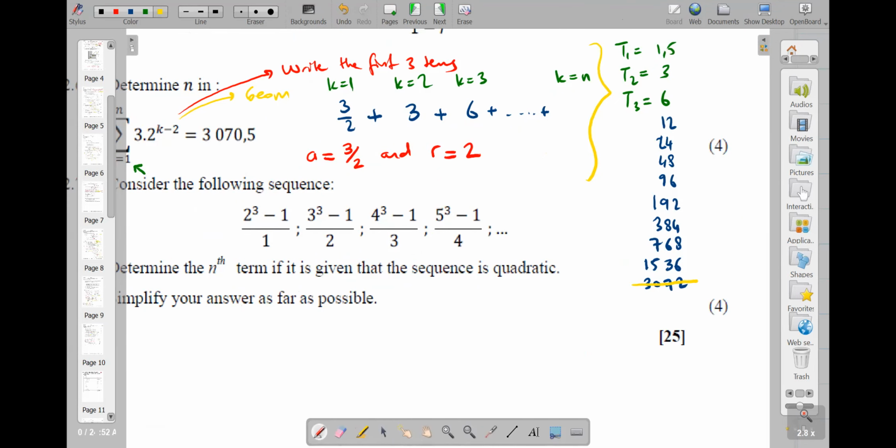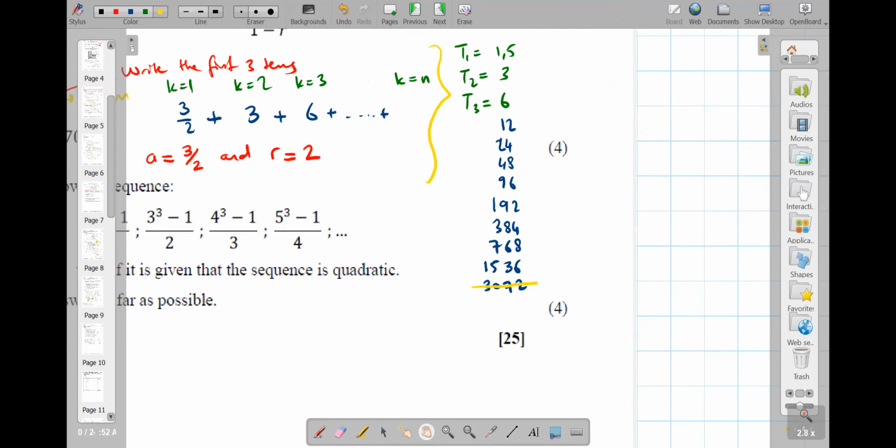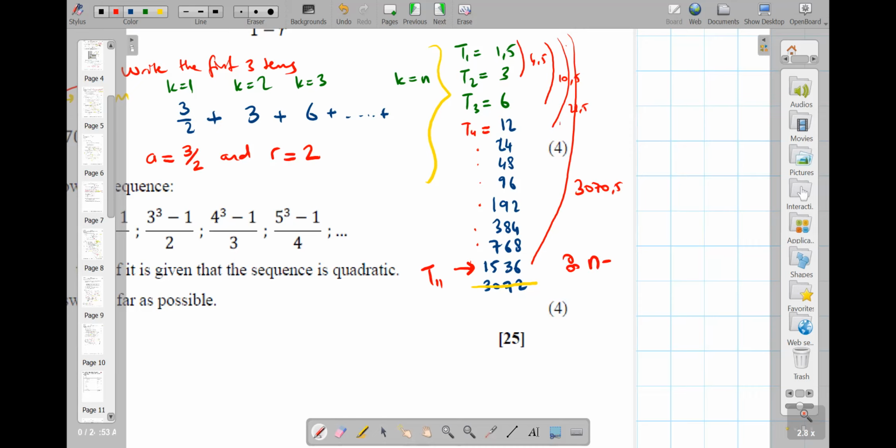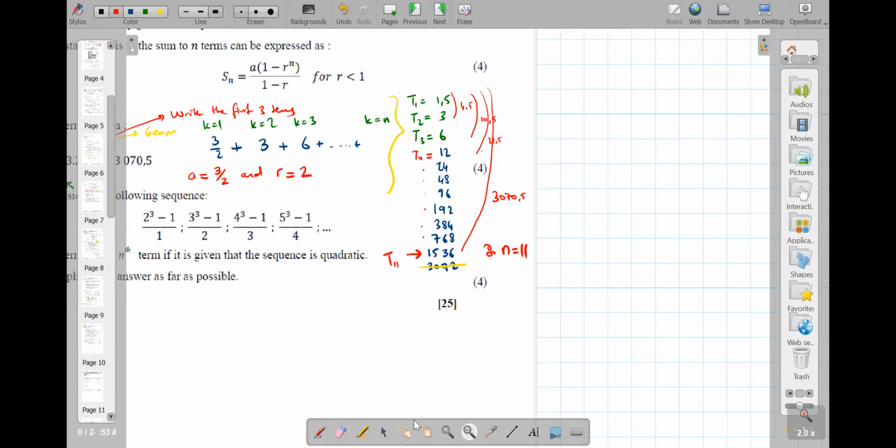That means the sums must stop at 1536. And which term is it? That's 5, 6, 7, 8, 9, 10, 11. So that's the 11th term. You can just say they add up to 4.5. If you add the next term, 10.5. If you add the next term, 22.5. So you can keep adding. And then the last one, when you add it, it must be 3070.5. So that's why n is 11. So we must add 11 terms.